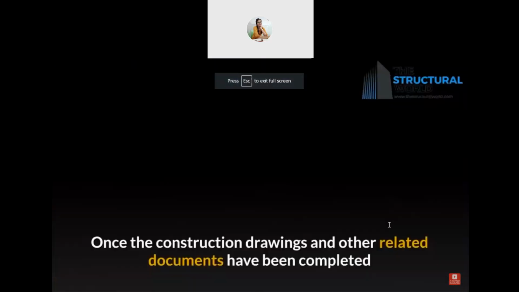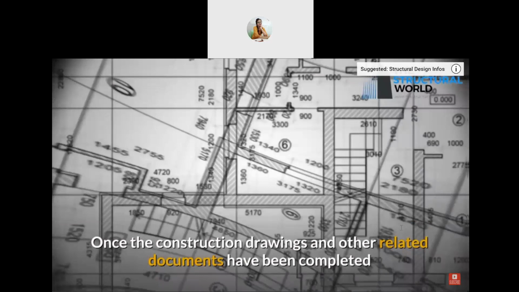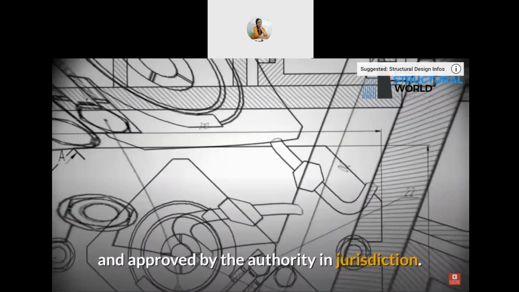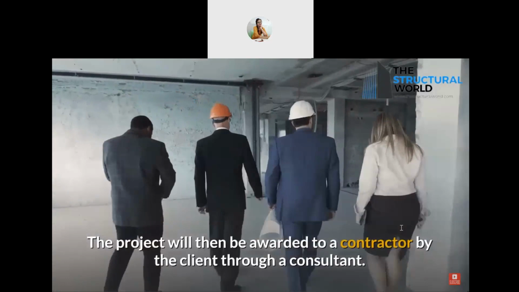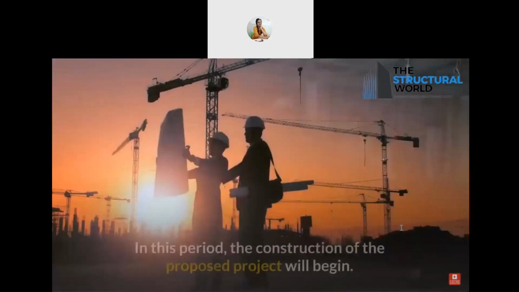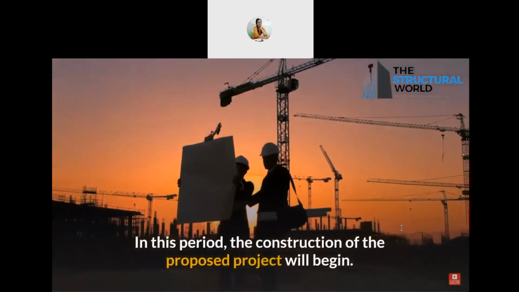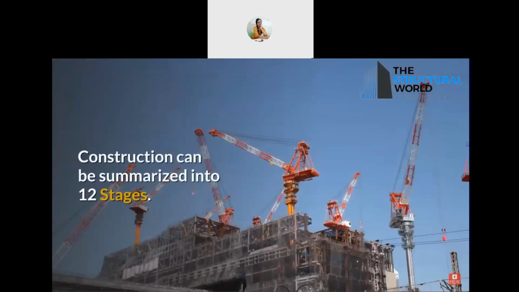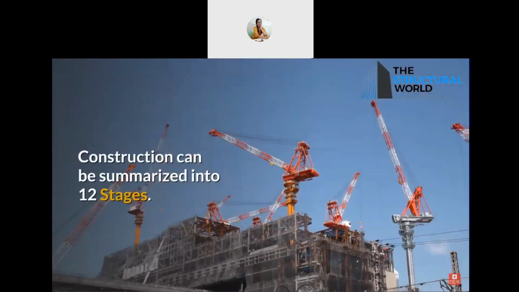Construction. Once the construction drawings and other related documents have been completed and approved by the authority in jurisdiction, the project will then be awarded to a contractor by the client through a consultant. In this period, the construction of the proposed project will begin. Construction can be summarized into 12 stages.